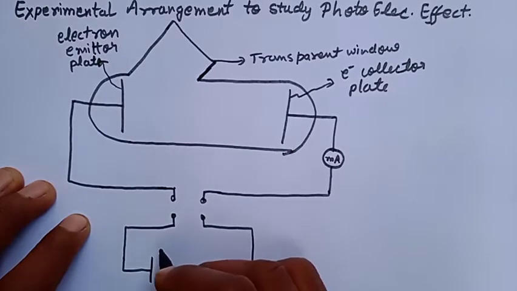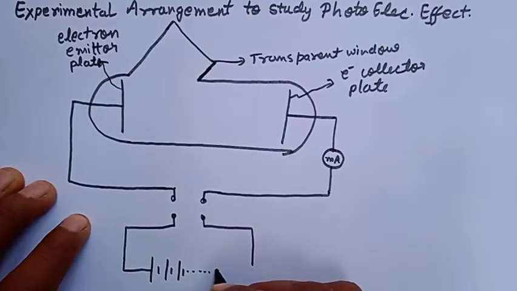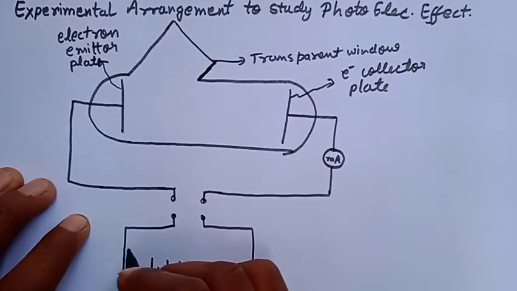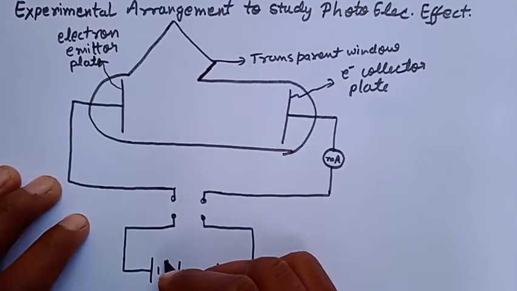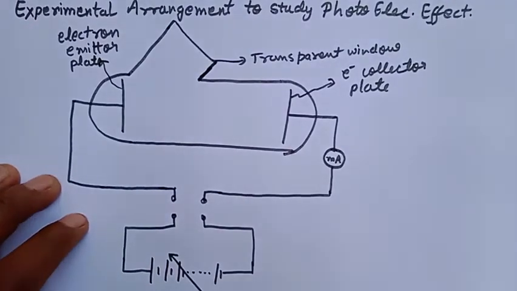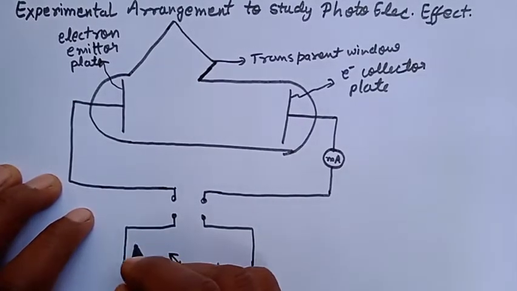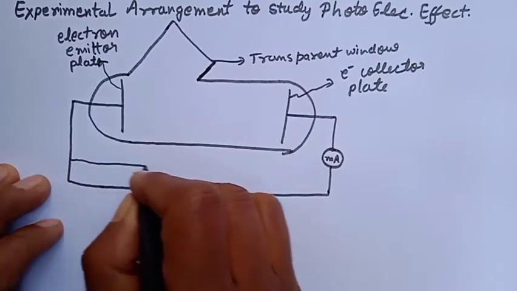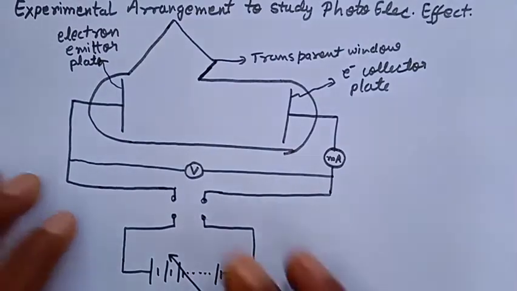So either we can put an arrow here like we do in resistors, or we can put a rheostat here. So what I am doing, I am making it simpler. So I am marking an arrow here. It means we can vary its voltage. So this is the entire setup.